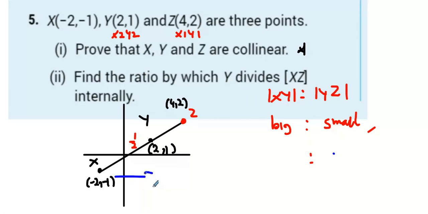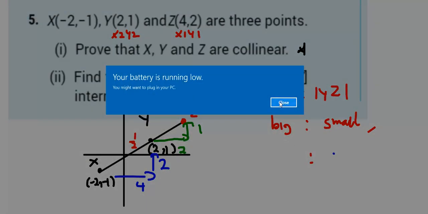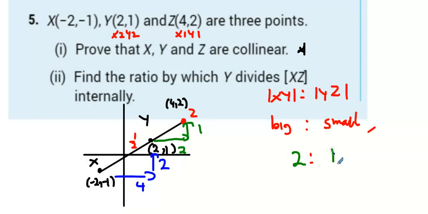How many blocks do we have to go across to go from -2 to +2? 4. And how much up do we have to go? 2. And now to go from y to z, 2 across and? Do you see that the blue distance is twice the amount of the green distance? Does that make sense? I would call this ratio 2:1. Is that okay? Because it's twice as large.